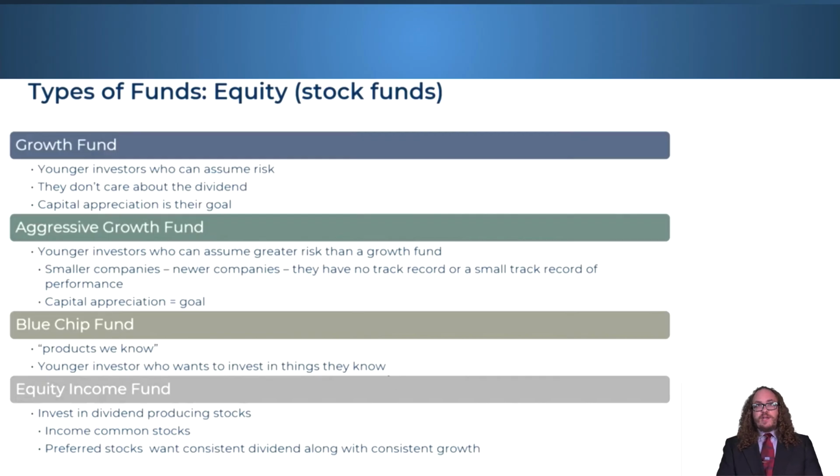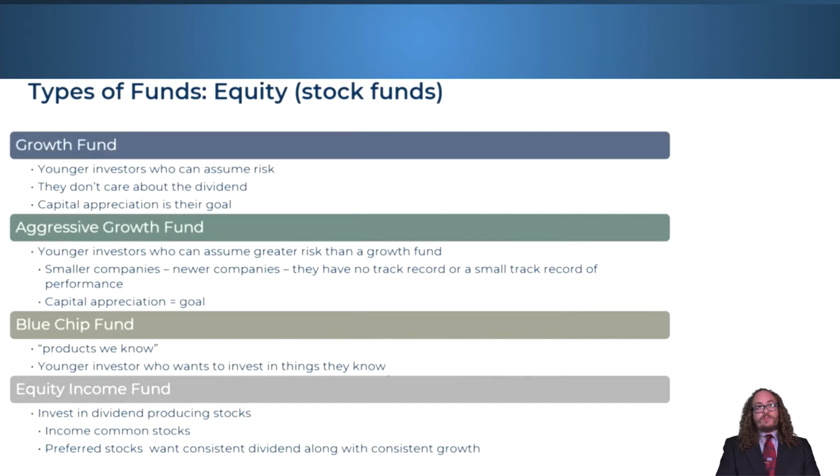When we're looking at equity funds, these are funds that primarily invest in stock. Our first fund is a growth fund. This fund invests in growth common stock. It doesn't pay a lot in dividends. This is for younger investors who can assume some risk. This is for an investor who doesn't really care about getting a dividend. Instead, they care about capital appreciation. That's their goal. They want to buy their share at $5 and eventually sell it for $105.